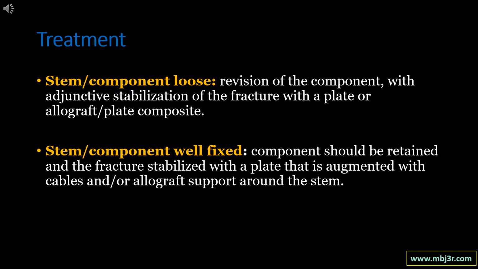If the stem or component is loose, a revision of the component is indicated with adjunctive stabilization of the fracture with a plate or allograft or a plate composite. If the stem or component is well fixed, the component should be retained and the fracture stabilized with a plate that is augmented with cables and/or allograft support around the stem.